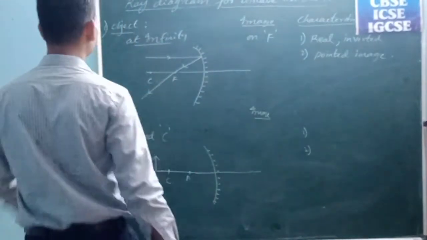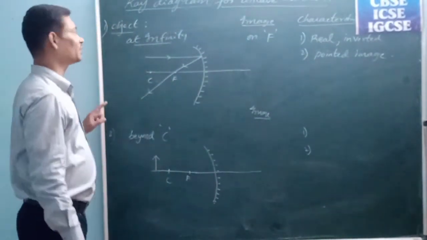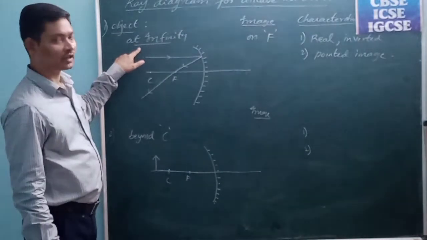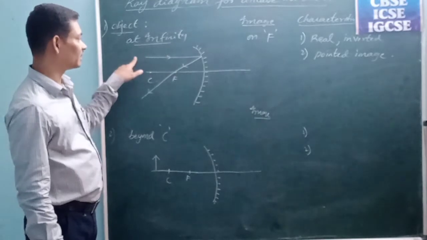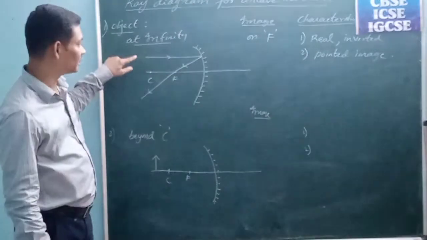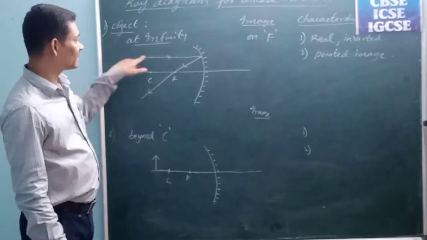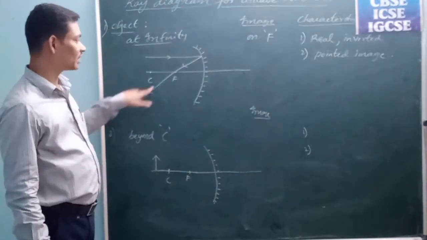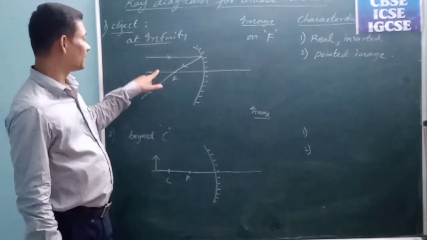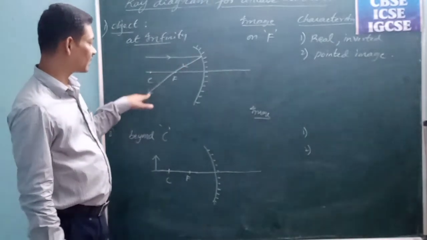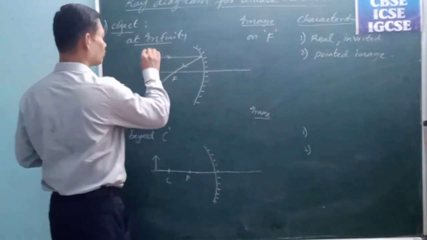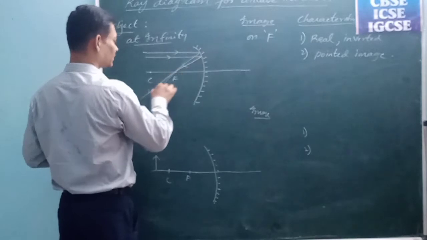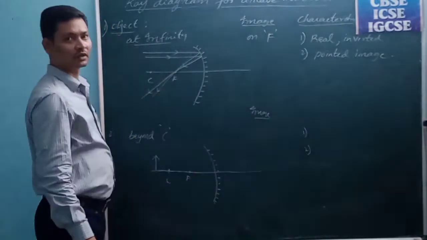Let's continue. Ray diagrams for concave mirror. Here I kept the object at infinity. When an object is kept at infinity, always the incident rays will become parallel to the principal axis. After reflection, it passes through F. Here you can observe that the reflected ray is passing through F. Even if there are so many other parallel beam of light rays, all those pass through F itself.